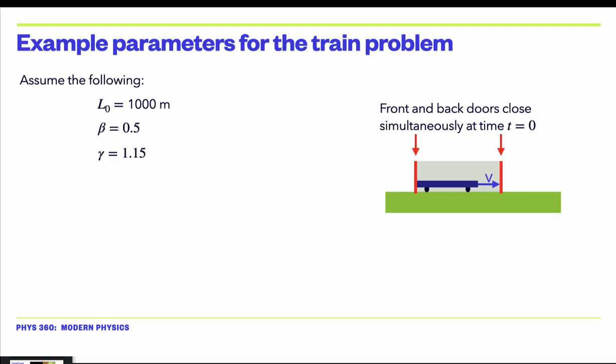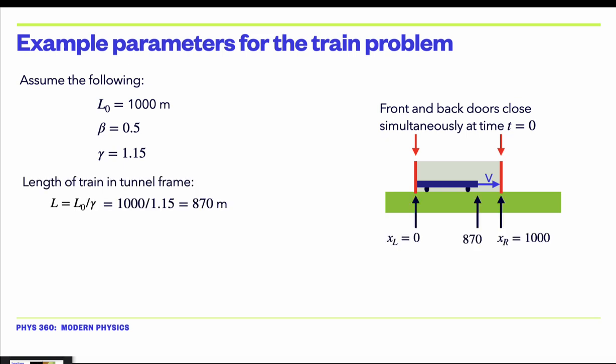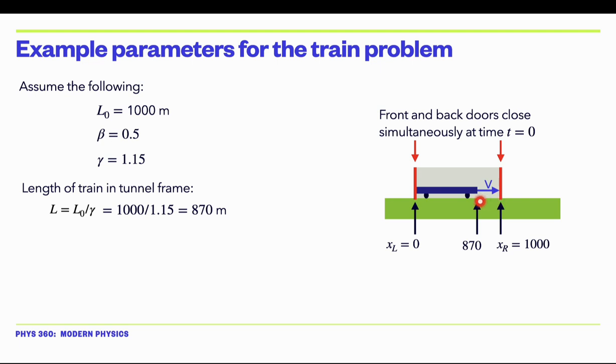It'll be helpful to put in some numbers. Let's assume that the length of the tunnel in its rest frame is 1 kilometer, so 1,000 meters. We'll assume that the train is moving at half the speed of light, so a beta value of 1/2, and the corresponding gamma factor is 1.15, like we've seen before. So the length contracted length of the train is going to be 1,000 meters divided by 1.15, so 870 meters. So there's about 130 meters left over between the length of the train and the width of the tunnel.